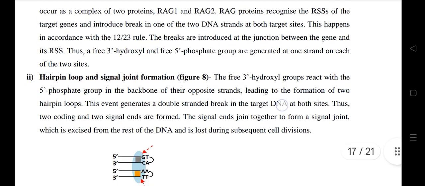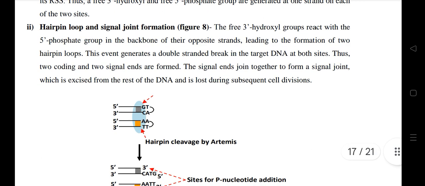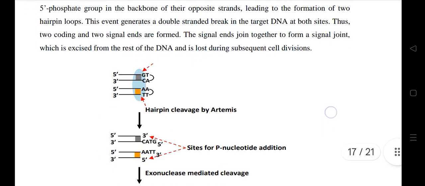Thus, a free 3' hydroxyl and a free 5' phosphate group are generated at one strand on each of the two sites. So, hairpin loop and signal joint formation. The free 3' hydroxyl group reacts with the 5' phosphate group in the backbone of the opposite strand, leading to the formation of two hairpin loops. This event generates a double-stranded break in the target DNA at both sites. Thus, two coding and two signal ends are formed. The signal ends join together to form a signal joint, which is excised from the rest of the DNA and is lost during subsequent cell divisions.